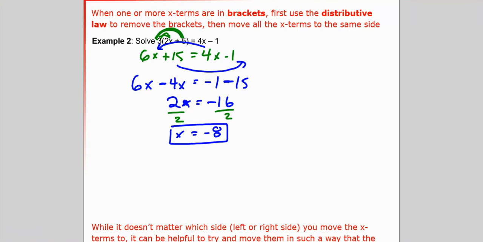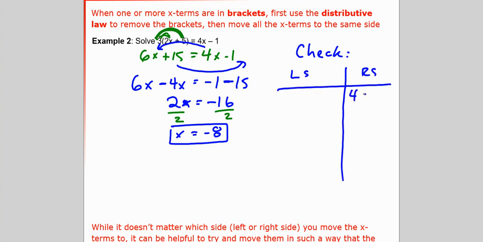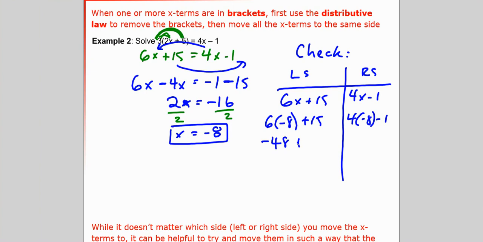Sometimes it would be good to check. So check if our answer makes sense. Left side, right side with a t-chart. On this side we had the 4x minus 1. On this side we had the 6x plus 15. Of course, we're going to put the negative 8 in for the x. So 6 times negative 8 plus 15, and 4 times negative 8 minus 1. Well, we're going to get negative 48 plus 15. And we're going to get negative 32 minus 1.